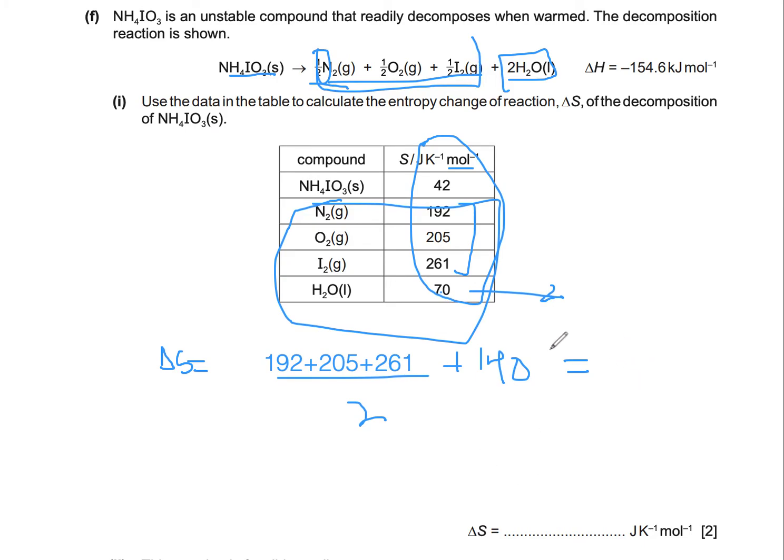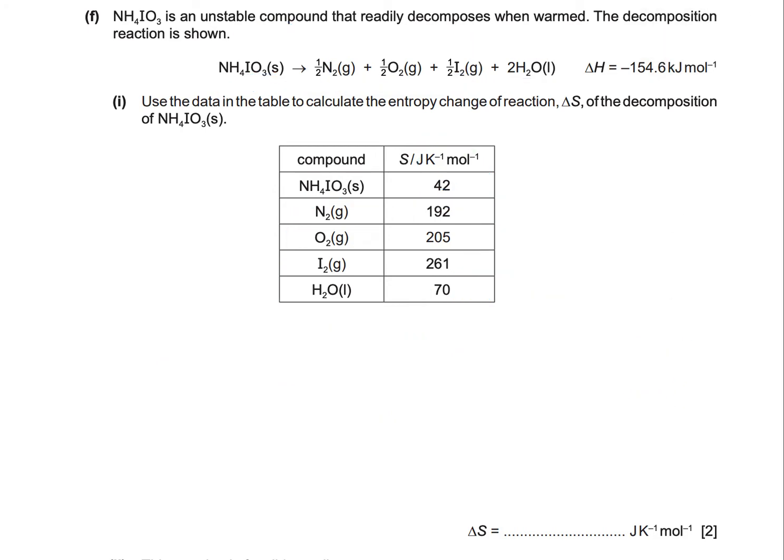Now when we've calculated that, whatever the answer is, we're assuming it's x right now. And what's the entropy for NH4IO3? It would be 42. It won't be multiplied or divided by anything because over here it's just 1 mole. So we subtract the initial entropy from the final entropy, x minus 42, and whatever answer we get, that would be the answer. Now moving on.